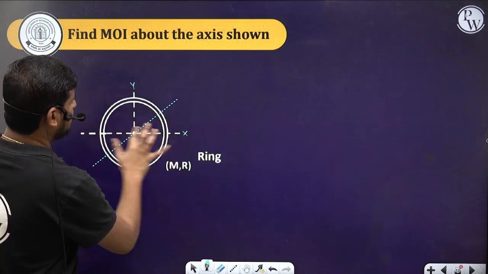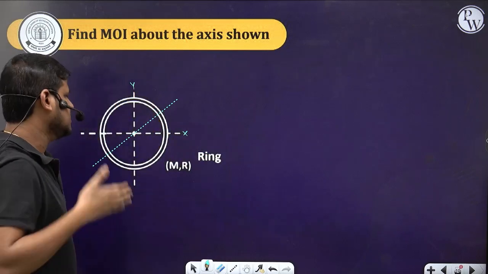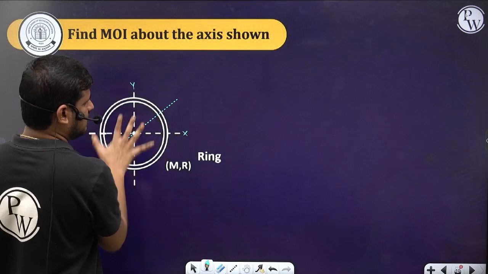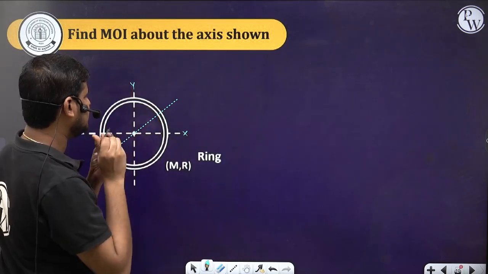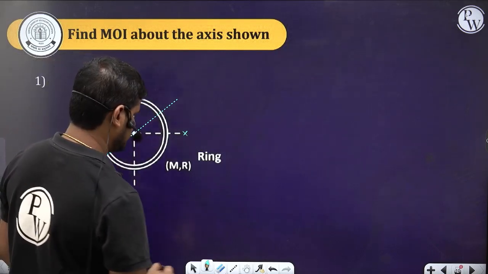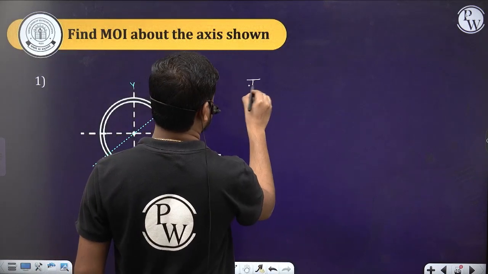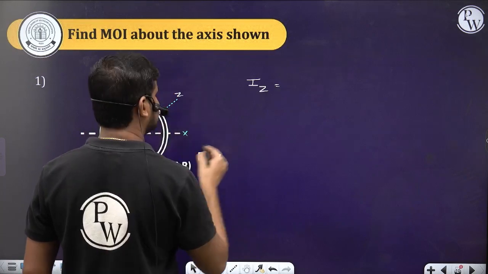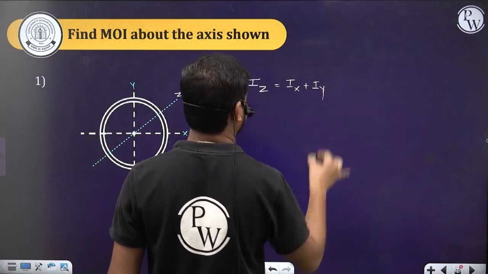Already two perpendicular axes are there. This is one axis in the plane, this is another axis in the plane, but this one is not in the plane. Just imagine this is the plane. The x is in the plane and y is in the plane, but the z is not in the plane, it is into the plane. So the moment of inertia about the z axis will be equal to the moment of inertia about x plus the moment of inertia about y.